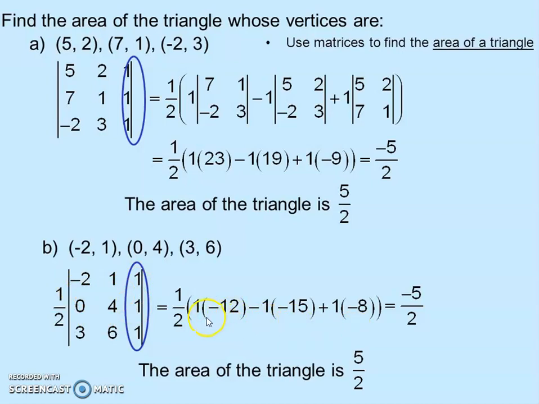Simplifying, minus 12 into 1 is minus 12, minus minus plus 15. Next one, 1 into minus 8 is minus 8. We simplify and we derive the final answer is minus 5 upon 2. The same trick: follow that the area is not always negative. That's why we find the area is 5 upon 2 square unit for these vertices given below.